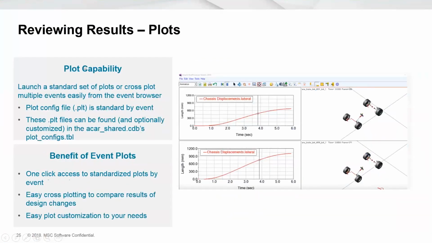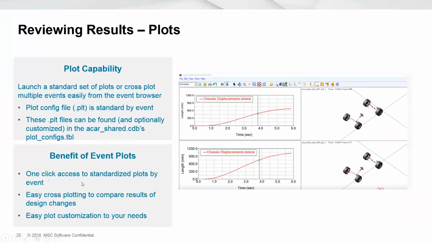Further, you have the ability to quickly generate plots from your results. There's a standard set of plots or cross plots that can be launched directly from the event browser very quickly and easily. The set of plots is controlled by a plot config file, which is a standard for each event, but we've given you the ability to actually customize these plot configuration files so that if you have a particular need for your plotting, you can easily meet that need with a customized plot configuration file.